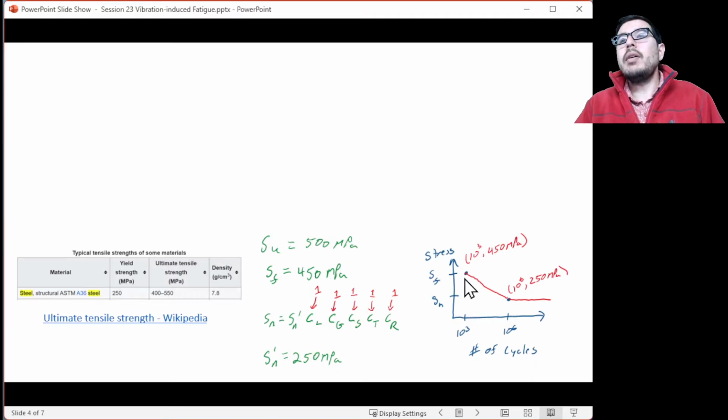So we can make our nice little Sn curve that looks something like this. So at 1,000 cycles, we have 450 megapascals up here, and at 1 million cycles, we have 250 megapascals.